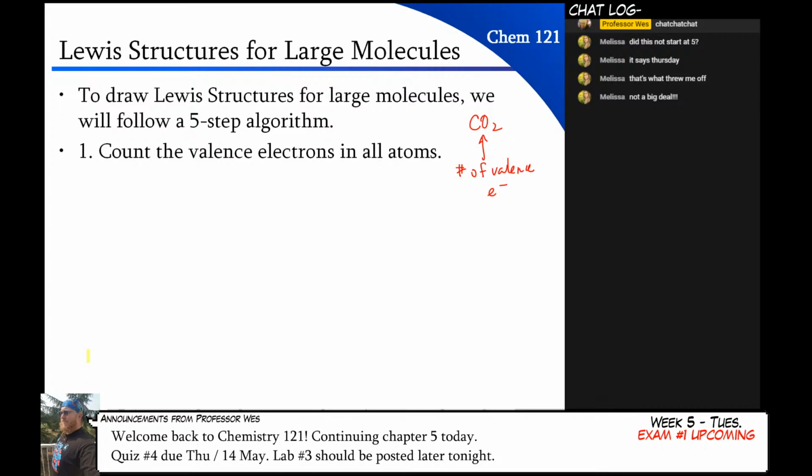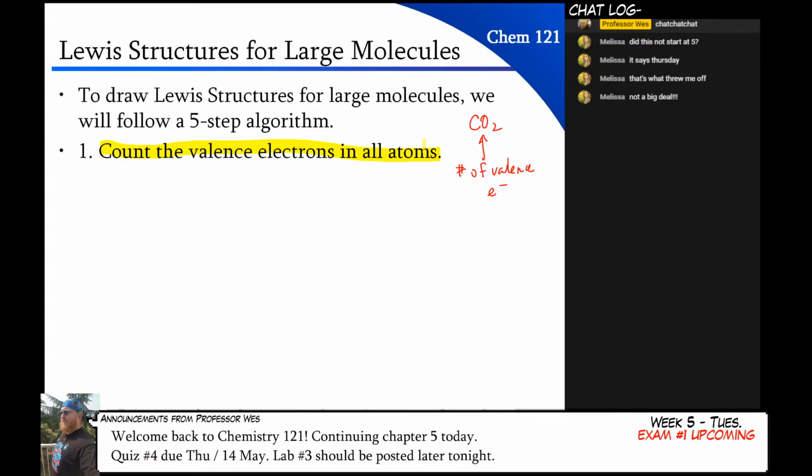And the way that you count valence electrons is like you would count valence electrons for anything. How many valence electrons does carbon have? Well, since it's in group 4A, it would have 4 valence electrons. How many valence electrons would oxygen have? Well, it's in group 6A, so it has 6 valence electrons. You just do that for all your atoms. Once you're done, you sum them all together, and you keep that number for now.